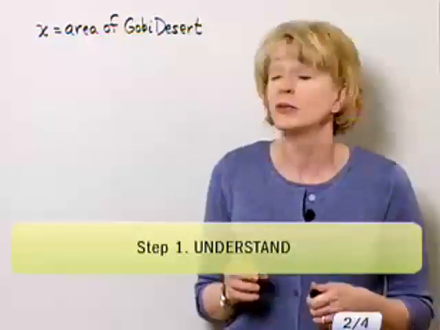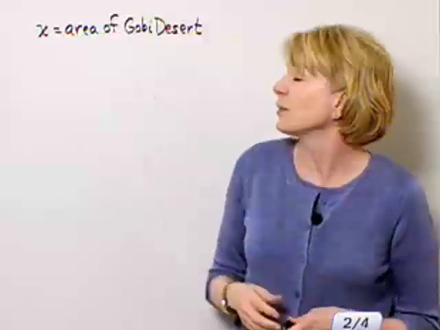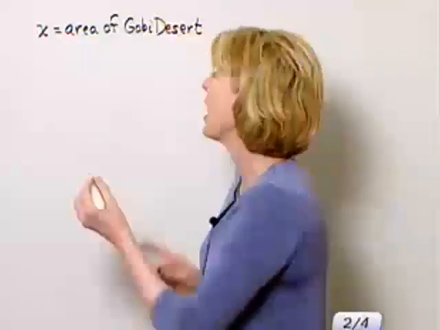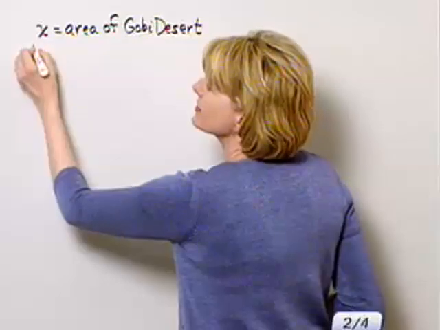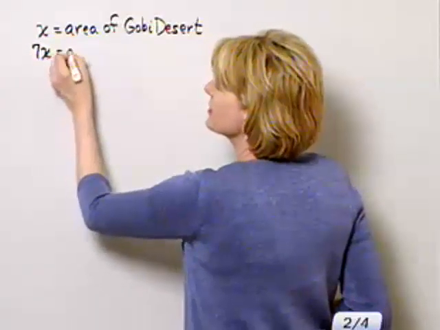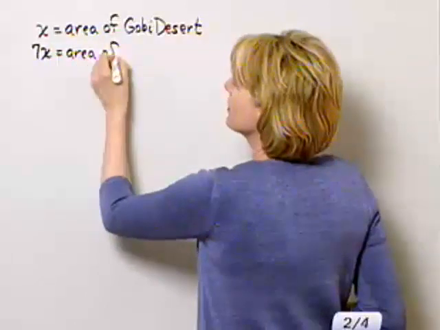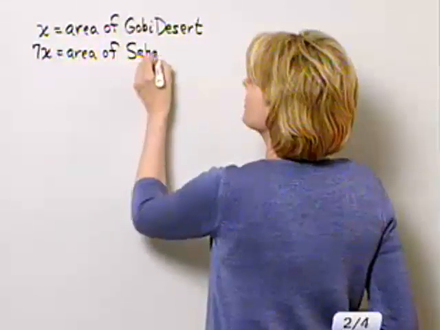And then also, let's let x be what we are looking for. We're looking for the area of the Gobi Desert and the area of the Sahara Desert. So I'm letting x be the area of the Gobi Desert. Then remember, in our application, we are told that the area of the Sahara Desert is 7 times the area of the Gobi Desert. So I can represent the area of the Sahara Desert by 7 times x. That is the area of the Sahara Desert.